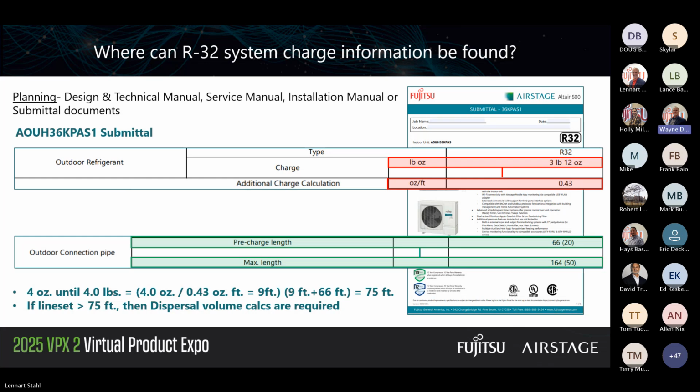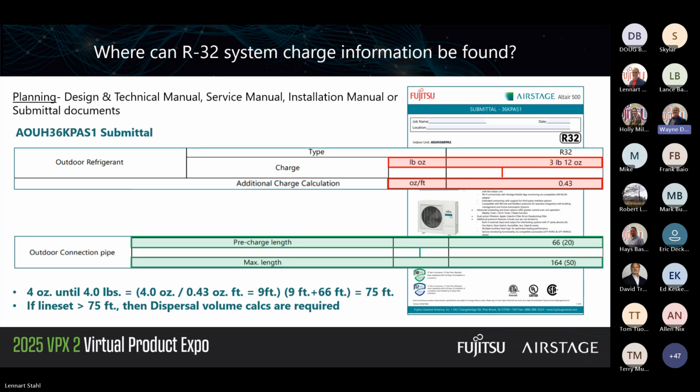So where can you get this information? Right through our website, from our D&T manuals, our service manuals, installation manuals, and submittals. Can you get it off the nameplate of the unit? Yes. However, if you're doing this in the planning phase, you may not have the unit yet. So if you look here, as Leonard said, about 80% of our E-Series systems fall below that 4-pound threshold anyway. But with this particular single zone 3-ton unit, we see that we're at 3 pounds, 12 ounces. So we're only about 4 ounces short of hitting that 4-pound threshold.